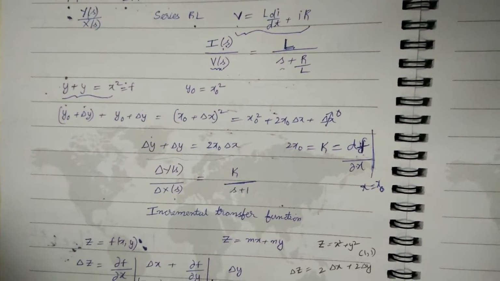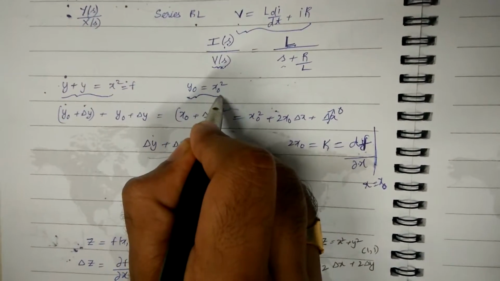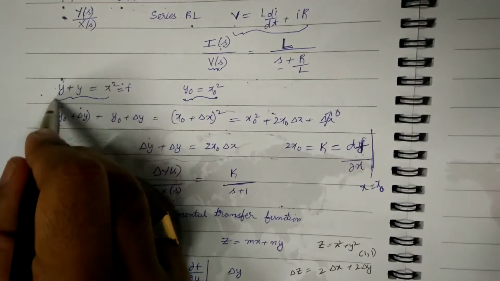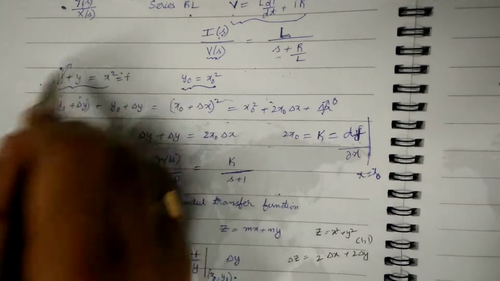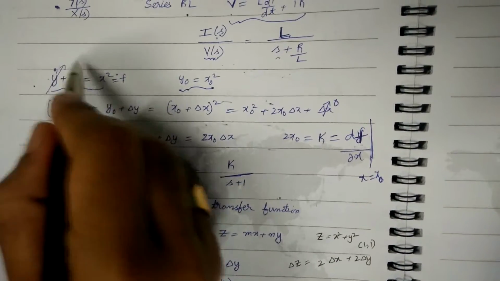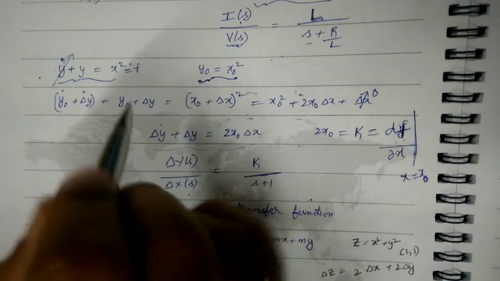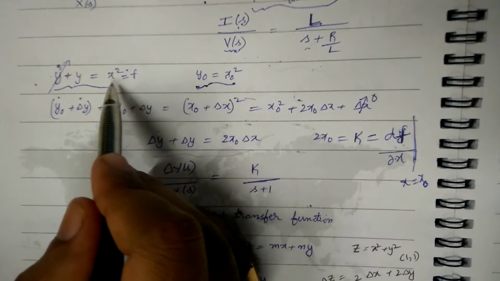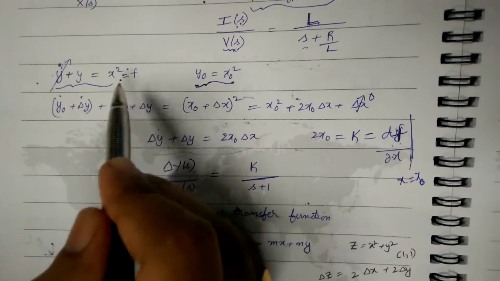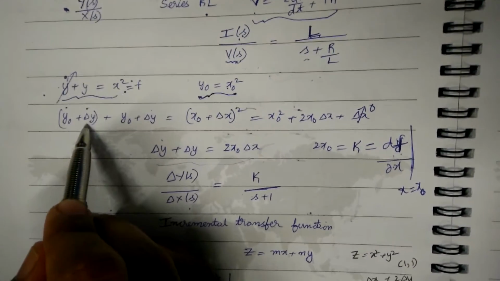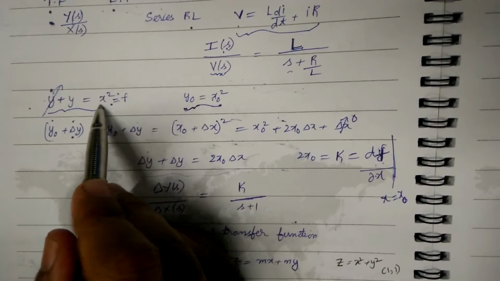non-linear dynamical system? As usual, at steady state, y naught is equal to x naught square, because at steady state this y dot value will become 0. So at a particular equilibrium point, y naught is equal to x naught square. How to linearize this non-linear dynamical system?